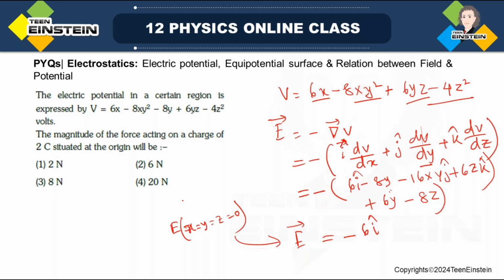Okay, somehow I'm going to get trouble over here. This is 6, but if I multiply with 2, okay, I see. Then force will be Q into E, so minus 12 i cap. So what is the magnitude? 12. So the magnitude is 12.